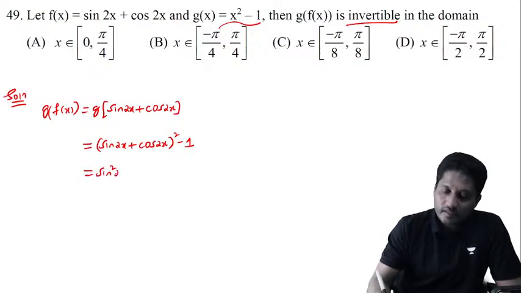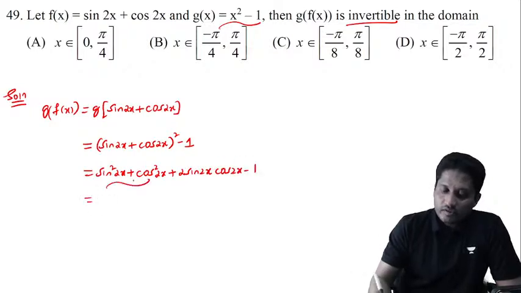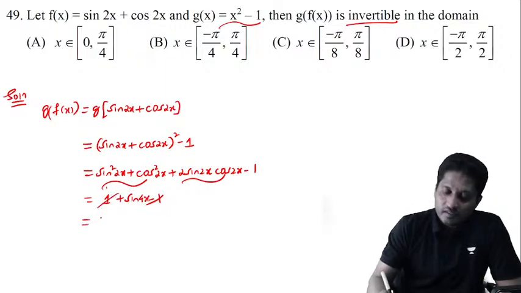This is a square plus b square plus 2ab. That is 2 sine 2x into cos 2x, minus 1. This a square plus b square is 1. 2 sine 2x cos 2x is sine 4x. And then minus 1, this will cancel. This is sine 4x. Right?